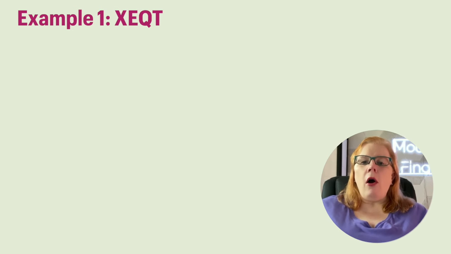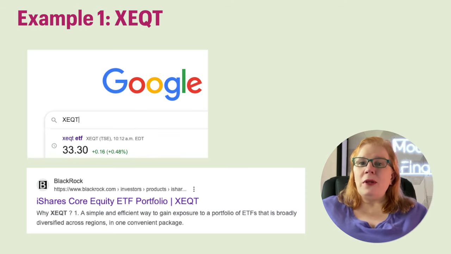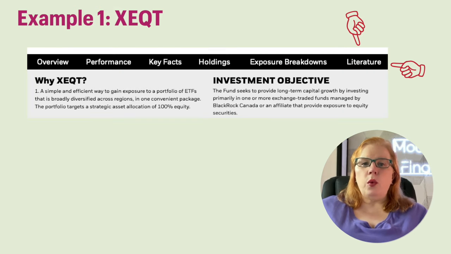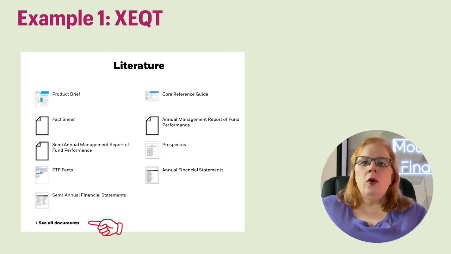We will begin with the all-equity ETF XEQT. To start off, we will simply Google it to find their web page. Once we are there, a lot of ETFs will have a document section. So right here, as you can see, for XEQT, it is listed as literature. Once we navigate there, we do have to click on See All Documents to get to that tax info.